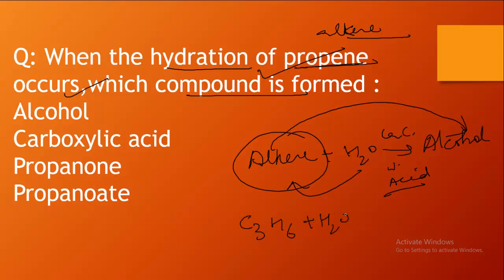So obviously if you add water to it in presence of concentrated acid, it will transform into alcohol. This is propene, so it will form propanol due to addition of this H2O. Right, so out of it, which is going to be the major product? So we have alcohol, we have carboxylic acid, propanol and propanoate. So in general, it will form alcohol. So this is how you're going to carry out and answer these kind of questions.